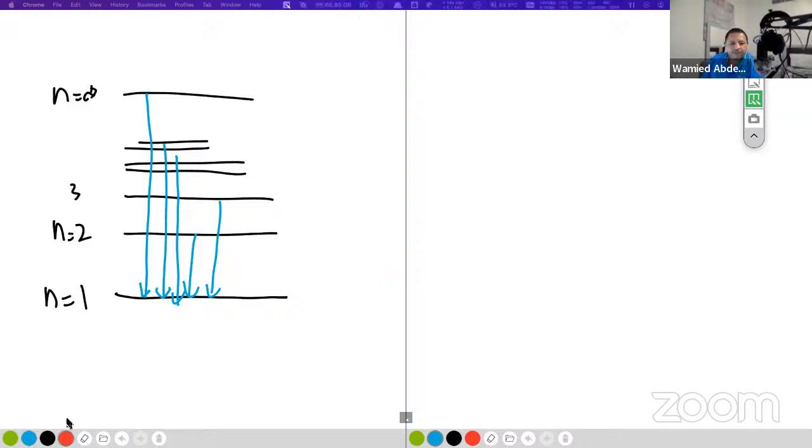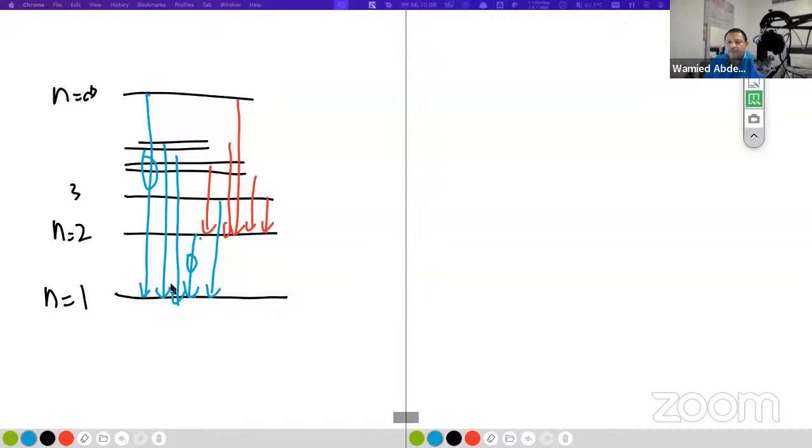Now, for the Balmer series, for example, the final orbit is going to be n equals 2. So we can have this transition, this transition, this, and this. Note that this transition from infinity to n equals 1 gives the maximum possible photon energy emitted in the Lyman series, because in the Lyman series the final orbit is n equals 1. And the minimum possible photon energy is the transition from 2 down to 1.